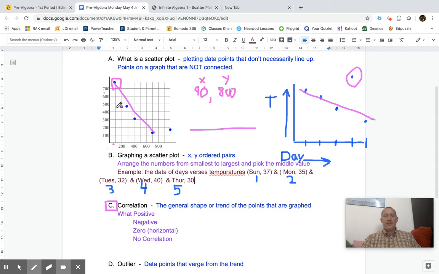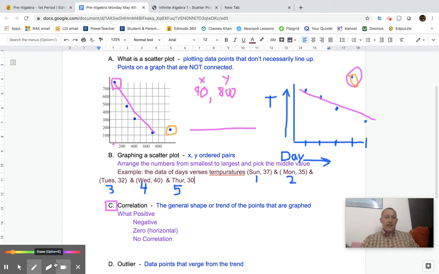So if you look at this example we had, it's definitely a negative shape. It definitely has a negative correlation. And then you have one point that's outside of the rest. That's called the outlier. That point is furthest away. It's kind of not in line. It's not close to the trend. This is also your outlier on the example I gave earlier. So that's our last definition for part D, outlier.